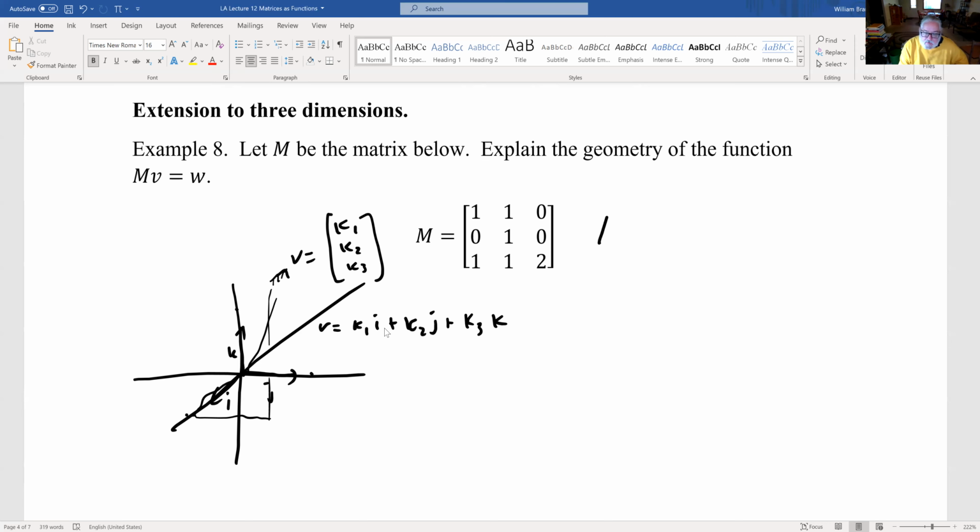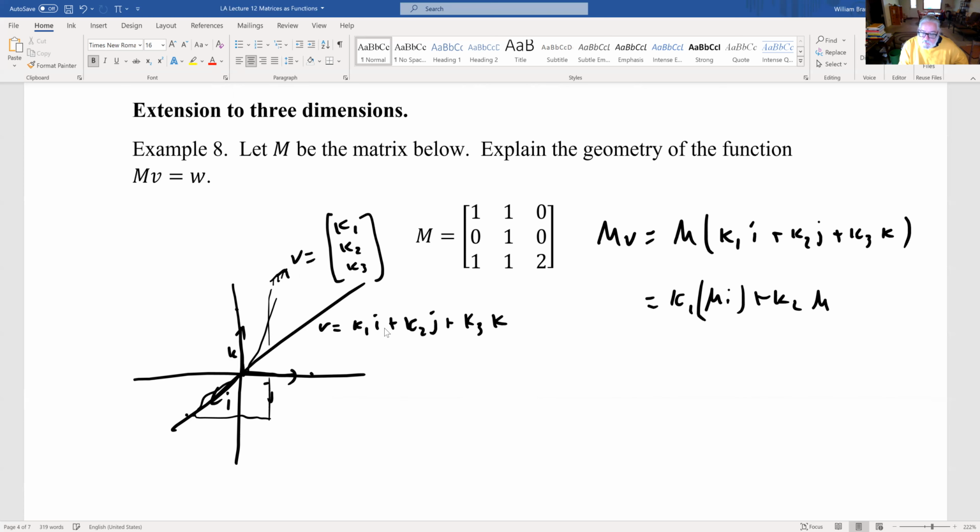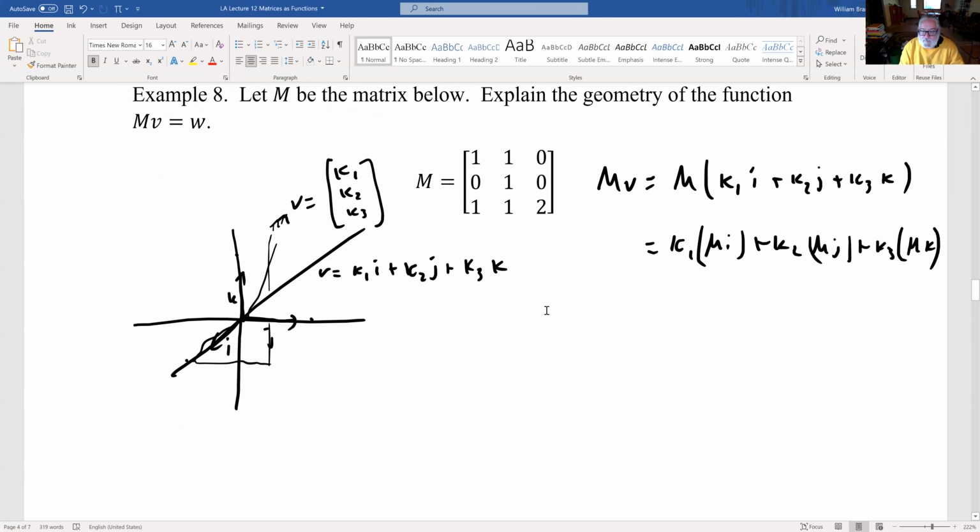So what does M times v equal? Well, that's M times (k1 i plus k2 j plus k3 k), which equals k1 M times i plus k2 M times j plus k3 M times k. So we pick our vector (k1, k2, k3), and it's got coefficients. k1 goes with i, k2 goes with j, k3 goes with k. We take the matrix M, we figure out where M times i is, what M times j is, what M times k is. And then we use the same coefficients: k1 times M i plus k2 times M j plus k3 times M k. The matrix transforms the basis, but the vector relative to the transformed basis is the same as it is to the original basis.